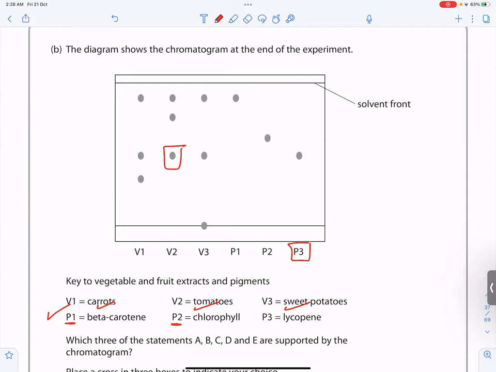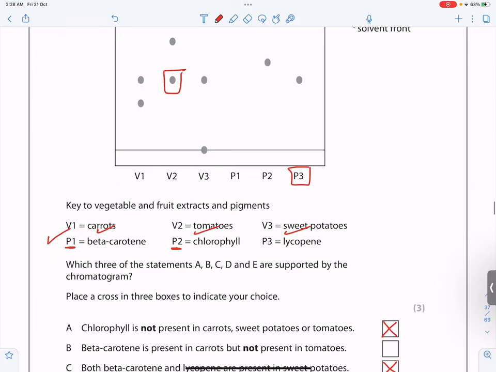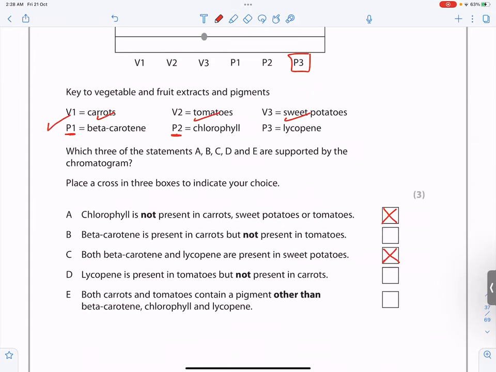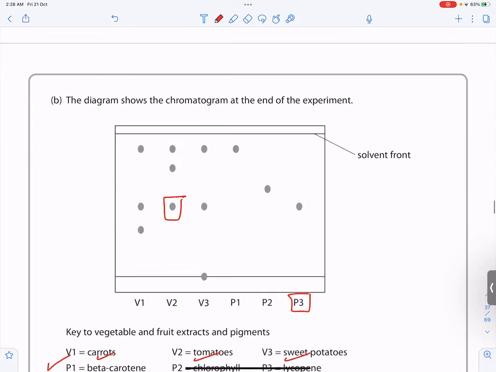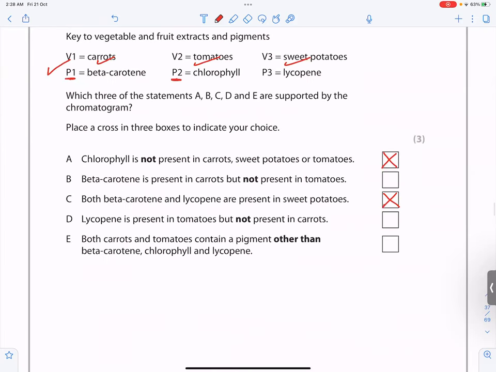ماشي اوكي، موجود في الـ V2 فعلا. بس بعد كده بيقول لك ان هو مش موجود في الكارز. تيجي تبص على كارز V1 تلاقيه موجود في كارز V1. لا يبقى الستيتمنت دي مش صح.